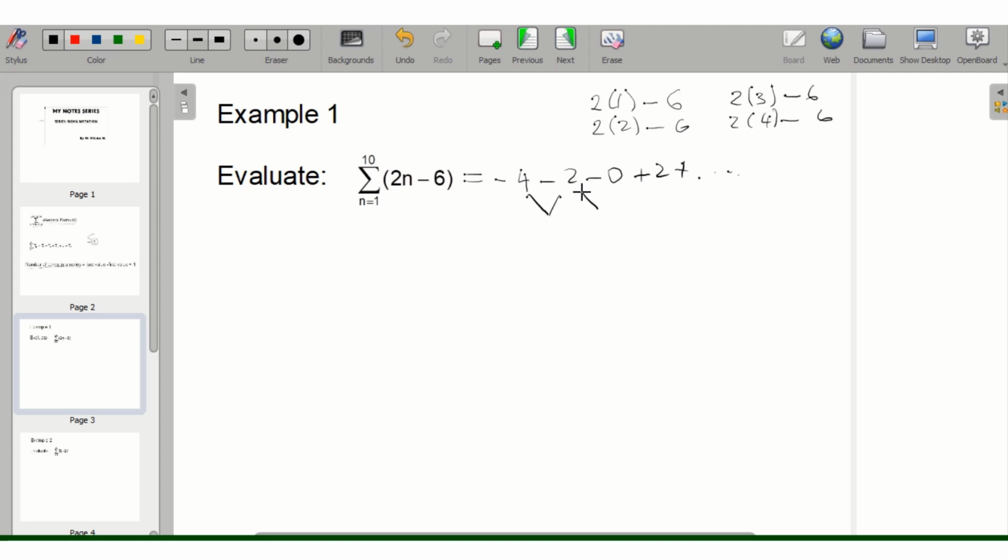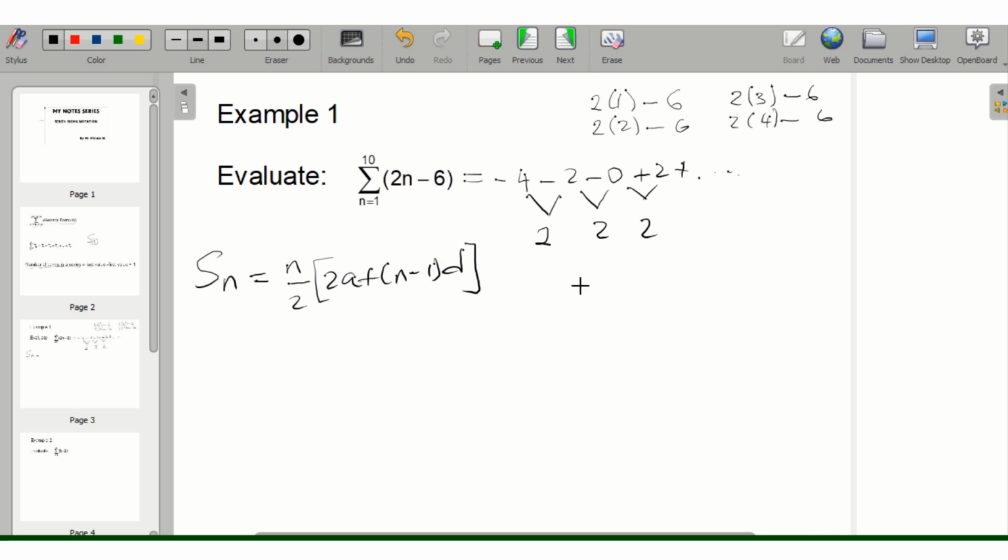What we are focused on is finding the identity of this series. So minus 2 minus minus 4 will give us positive 2. 0 minus minus 2 will give us 2. 2 minus 0 will give us 2. So now we are sure that we are dealing with an arithmetic series. And because we are dealing with an arithmetic series, we can use Sn equals n over 2 into 2a plus n minus 1 times d. And this is in your data sheets.